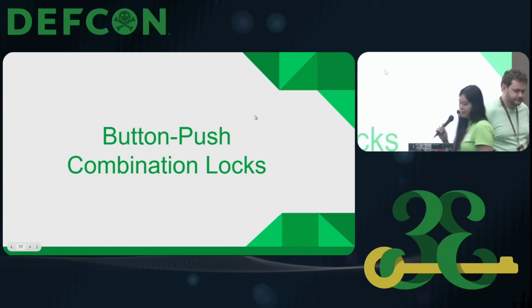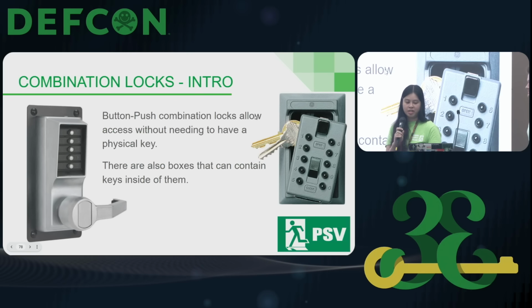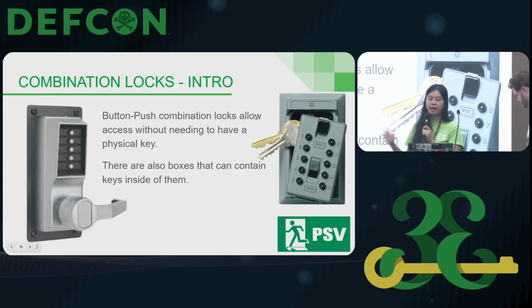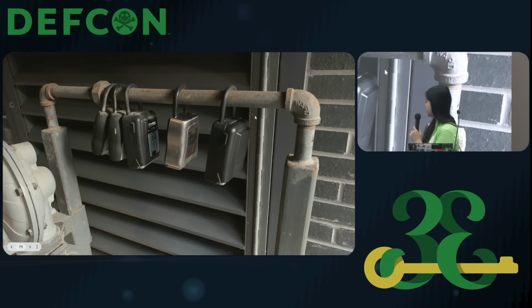All right, next I'm going to be talking about button push combination locks. I'm sure you guys have seen this before. They're used everywhere, and they allow people to have access without needing to carry a physical key. So the one on the left you just put in the button press combination, and then it allows you access to the space. On the right, we have a key box where someone can put in the combination and then get the physical key that allows them into that space. You see them all over.